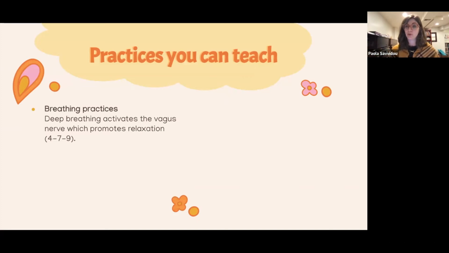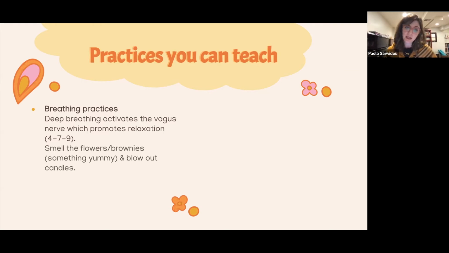So 4-7-9 refers to 4 counts on the inhale, 7 counts of holding, 9 counts of slow exhale, because that's where the relaxation is, on the exhale. So something very, very simple. Do 3 rounds of this breath, introduce it to your students, a tool they can use the day of.